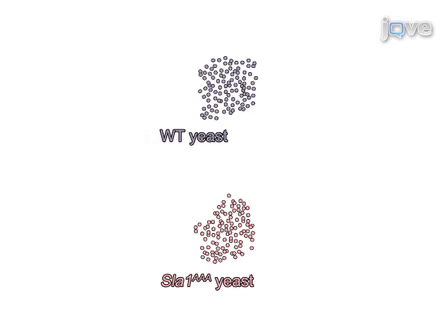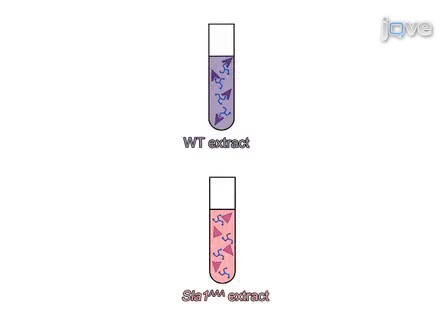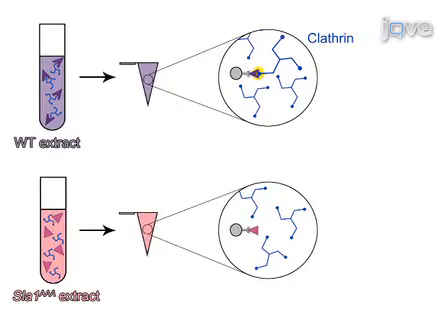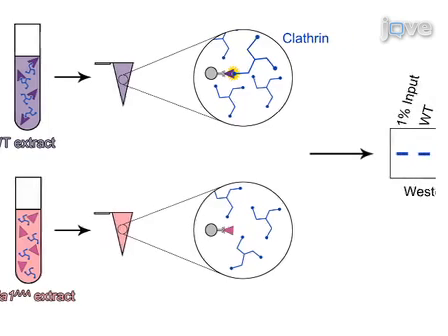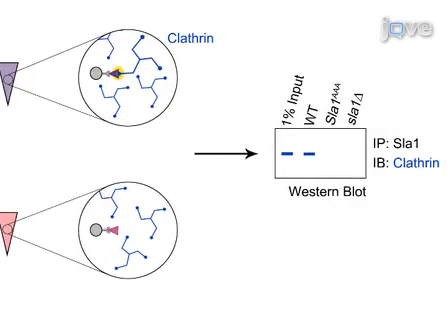Third, total extracts are prepared from yeast cells expressing native and VCB mutant SLA1, and co-immunoprecipitations are performed to examine the effect of mutation on the affinity of SLA1 clathrin binding in vivo.